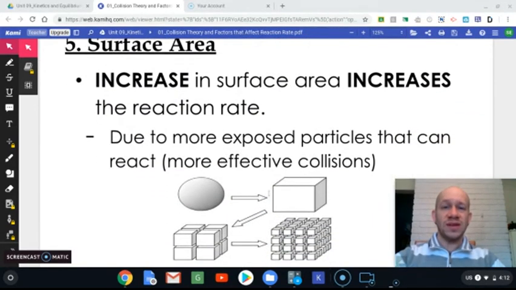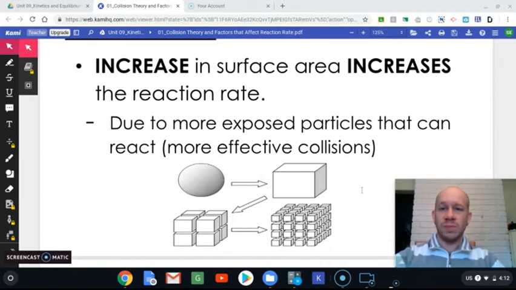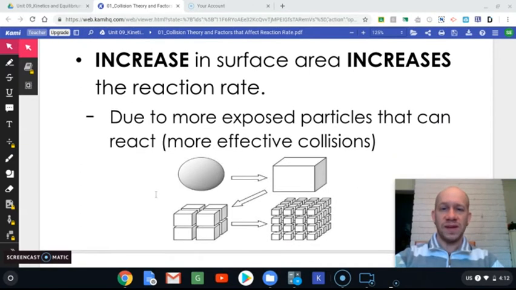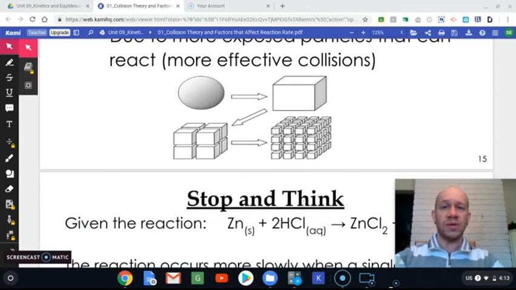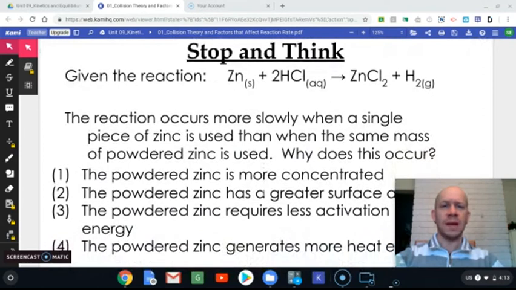The fifth factor is surface area. If I increase surface area, I'm going to increase the reaction rate. And this is due to more exposed particles that can react more effectively. So if I take my circle, or my sphere, so to speak, I won't have as much surface area because there's not that many places for reactants to come in contact. However, a cube has more surface area, but if I divide that cube into smaller and smaller pieces, those exposed surfaces will increase my reaction. So stop and think. If you can't see any of the words, look in your notes.